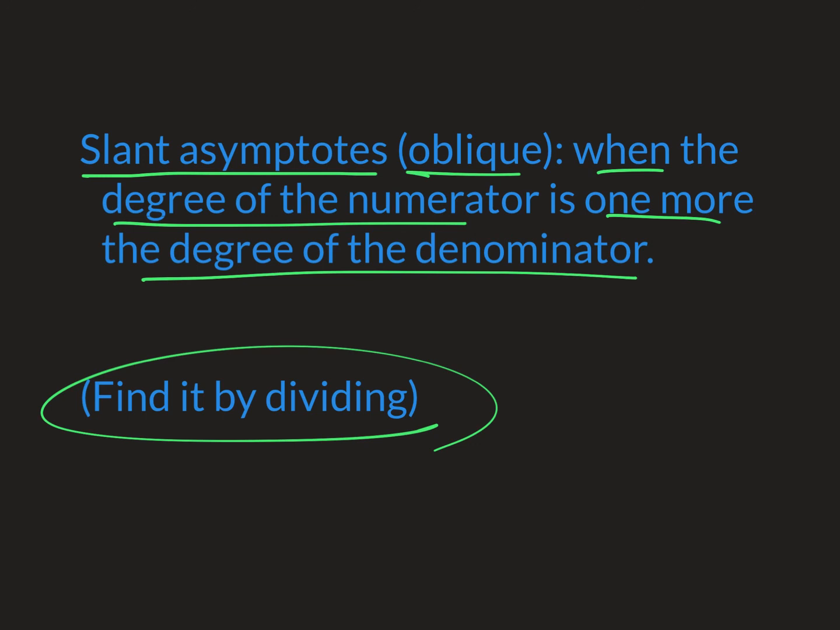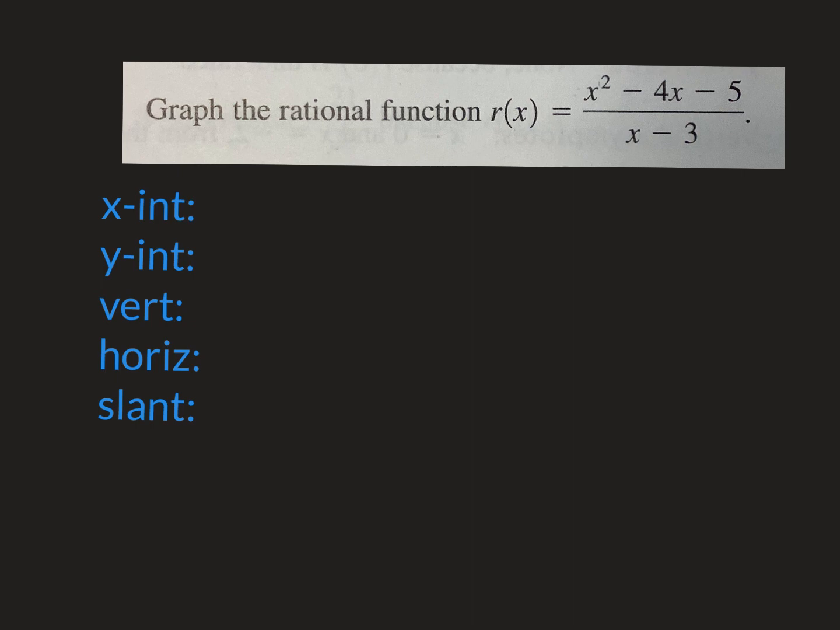Let me show you one more and we'll be done. Okay. It says graph this rational function. So same stuff. I'm going to start out the same way. The steps are the same. I'm still going to factor. So the numerator is going to be x minus 5, x plus 1. Denominator is x minus 3.